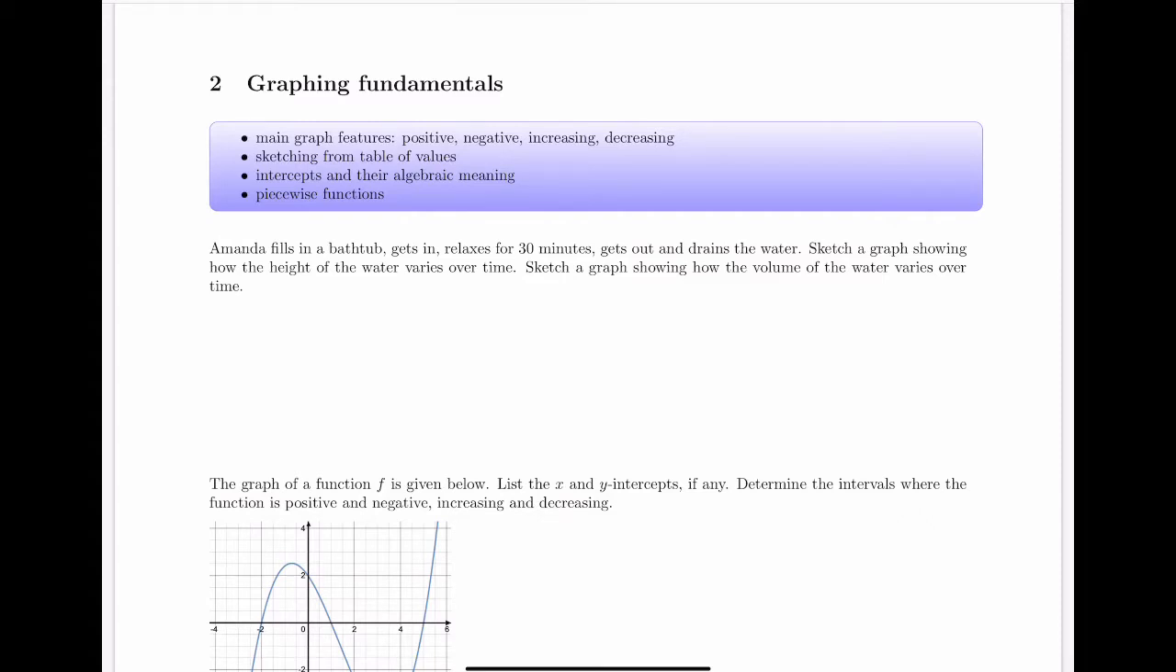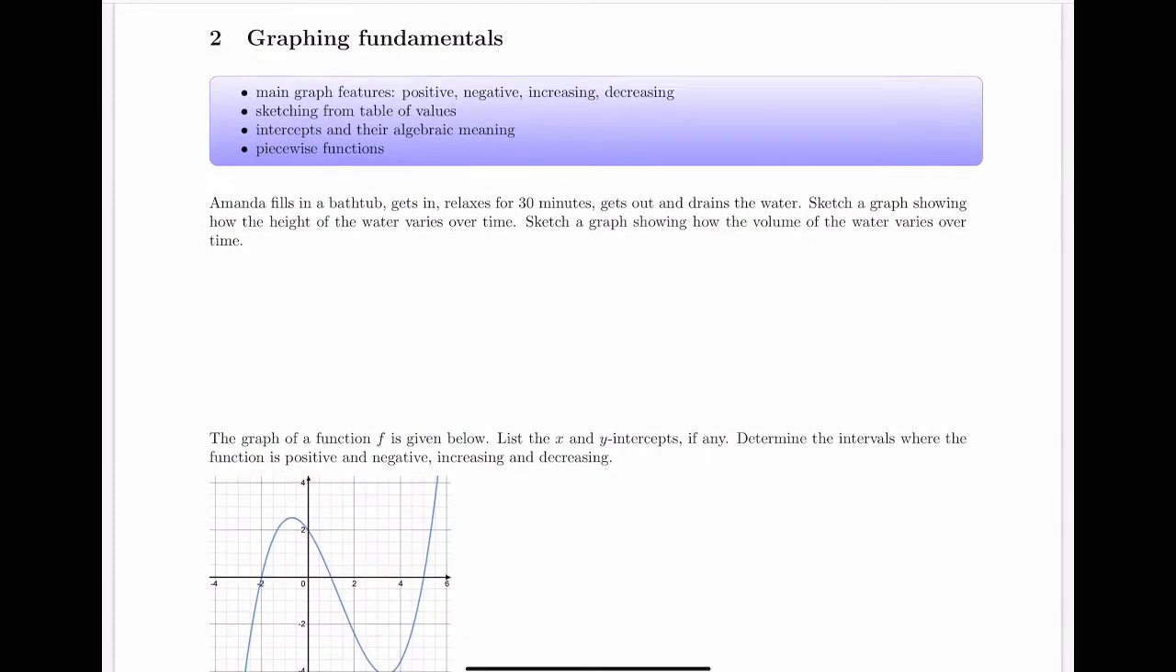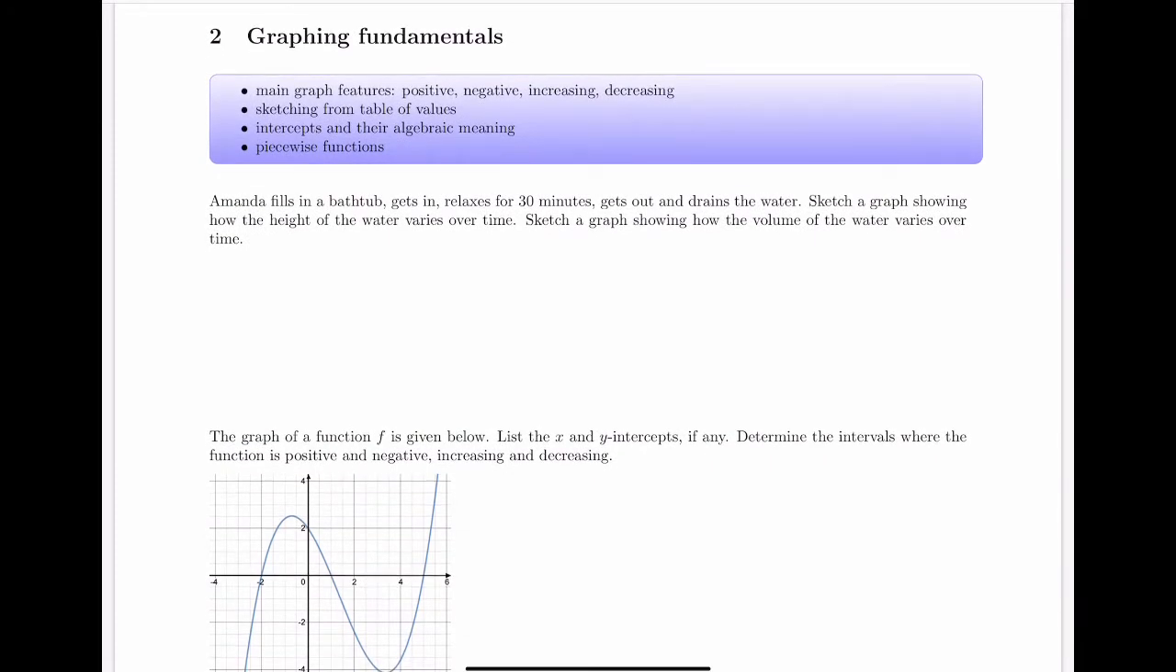Let's take a look at the first example of simply developing some visual understanding of what graphs are. Amanda fills in a bathtub, gets in, relaxes for 30 minutes, gets out, and drains the water. We would like to sketch how the height of the water varies over time, and then also how the volume of the water varies over time. So let's start with the first graph, the height of the water varying over time. Our vertical axis will correspond to the height of the water, whereas our horizontal axis will correspond to the time. Let us label those as that.